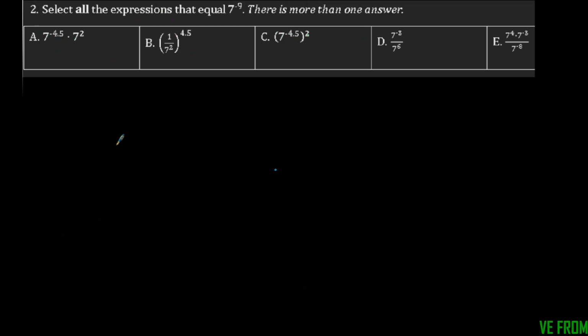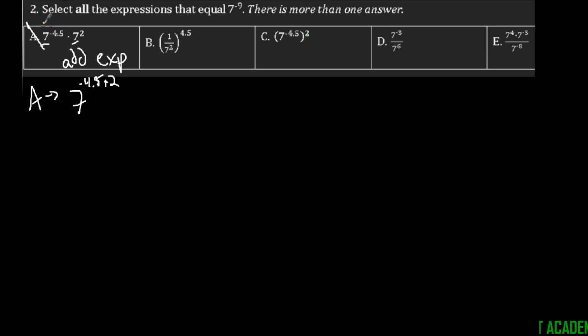All right. Now for the second one, it says select all expressions that are equal to 7 to the negative 9 power. And it says there are more than one answer. So again, you can write this around, or you can switch this around a couple different ways. But for this first one, since we have the same base, we're going to add the exponents, which means that A is going to be equal to 7 to the power negative 4.5 plus 2, which is not what we need, so we know it's not that one.